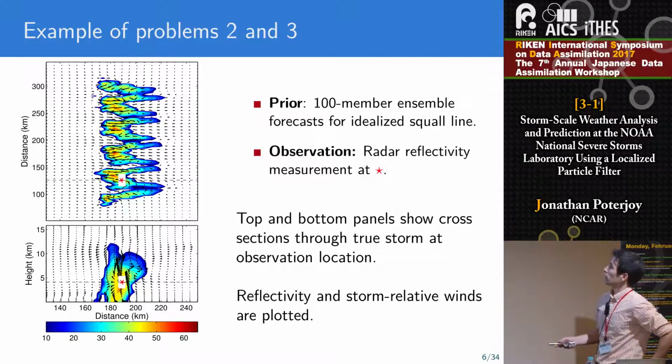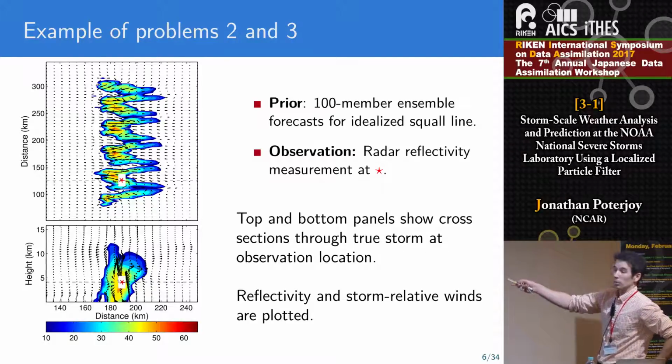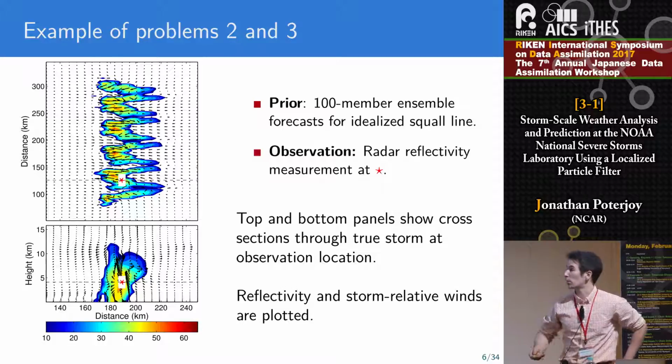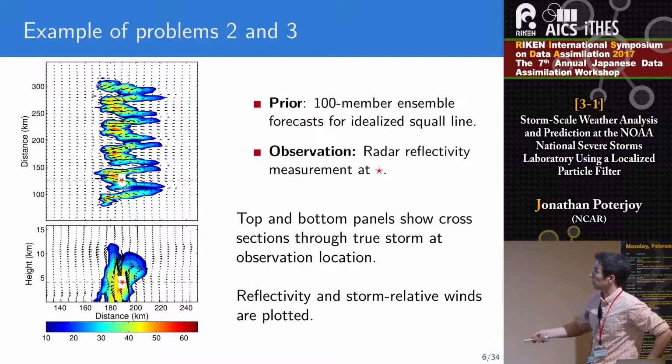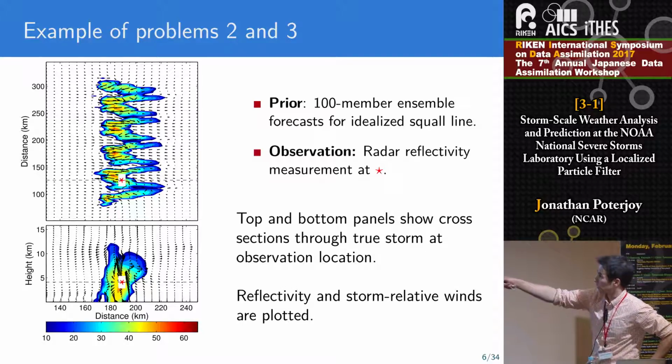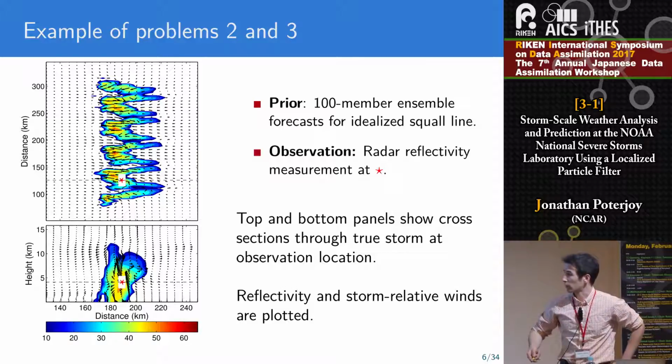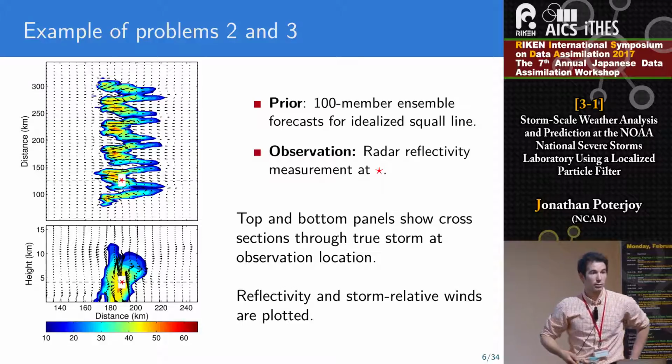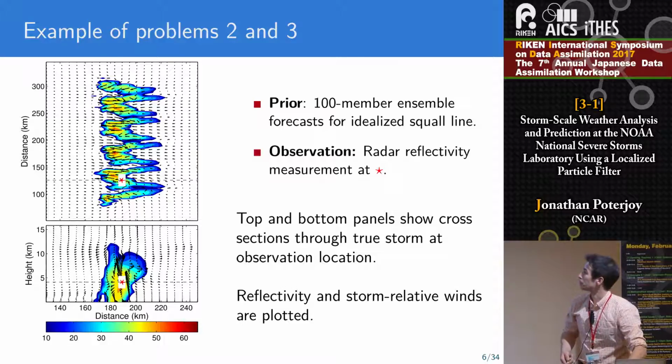And so for this example, I'm going to start with just a 100-member prior ensemble from a cycling data simulation experiment. And I have one radar reflectivity measurement that's located at the star. Here's just a horizontal cross-section through the domain, and here's a vertical cross-section. And so that star is being collected right along the freezing level for this storm.